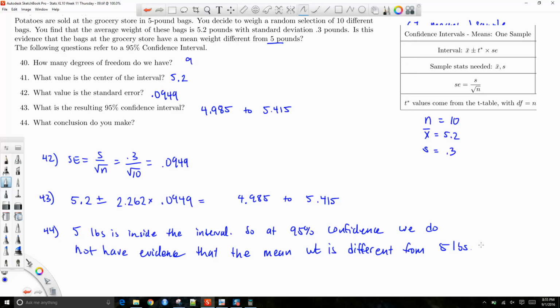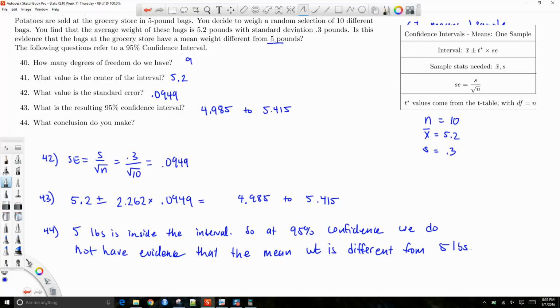Yes, question. Why is it that we do not have evidence? In this case, we're not looking for the number 0, because the question says, is this evidence that the bags at the grocery store have a mean weight different from 5 pounds? So here we want to know, is 5 pounds a plausible value for the mean weight? Is 5 pounds in the interval? And in this problem, it is. And so it is plausible that the mean weight is 5 pounds.